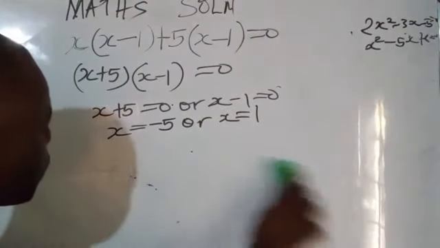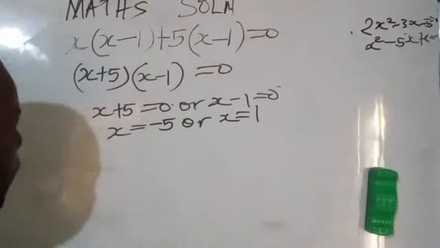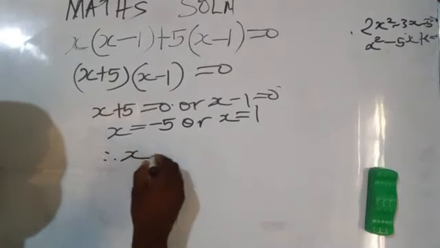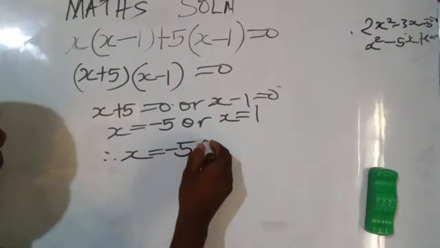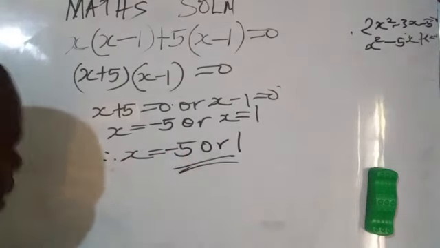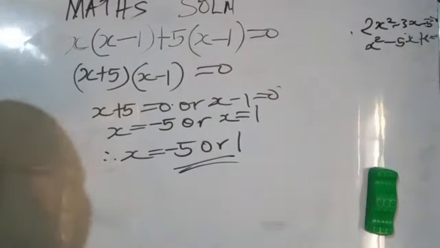So now that you have, therefore, x equal to minus 5 or 1. And this becomes your answer. Okay? This becomes your answer. Good.